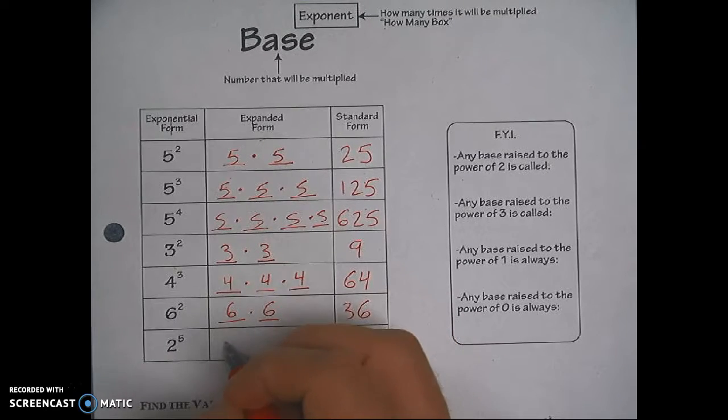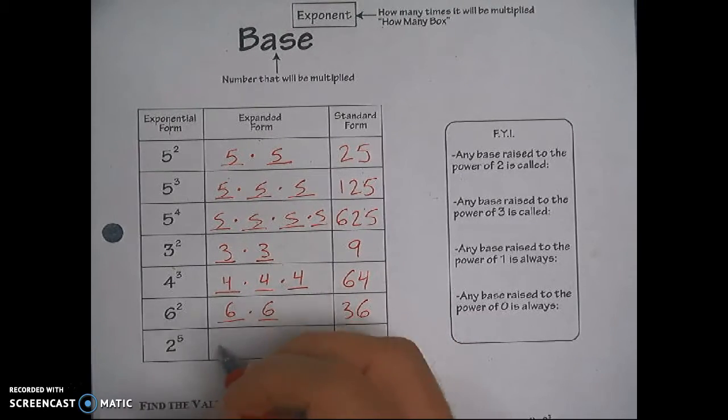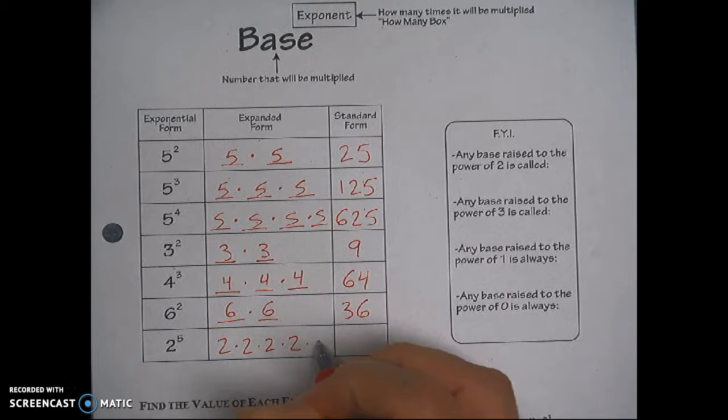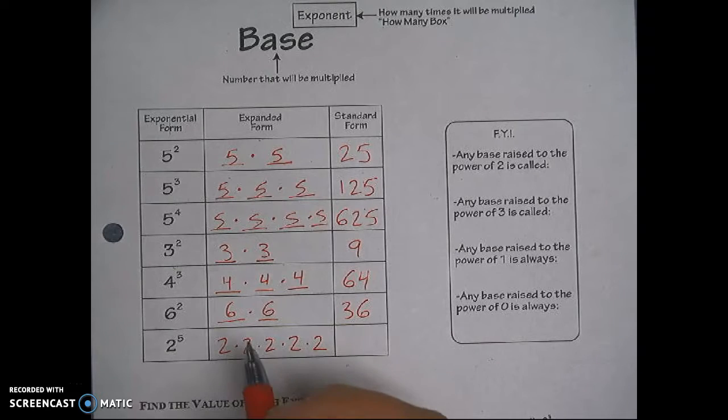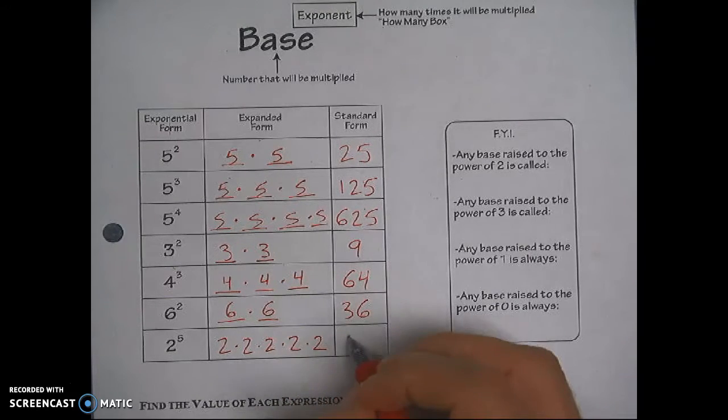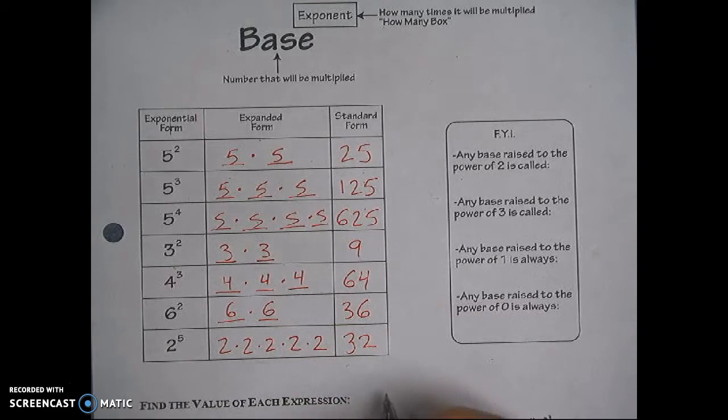And 2 to the fifth. Let's do it without the blanks now. You're going to write the number 2 5 times. 2 times 2 times 2 times 2 times 2. So 2 times 2 is 4. 4 times 2 is 8. 8 times 2 is 16. 16 times 2 is 32.